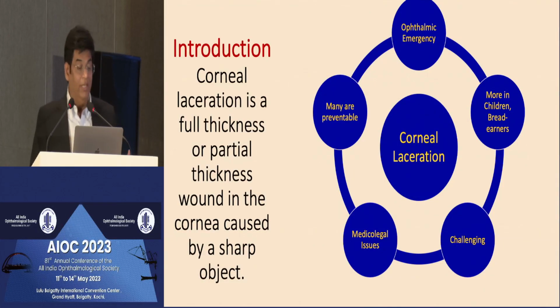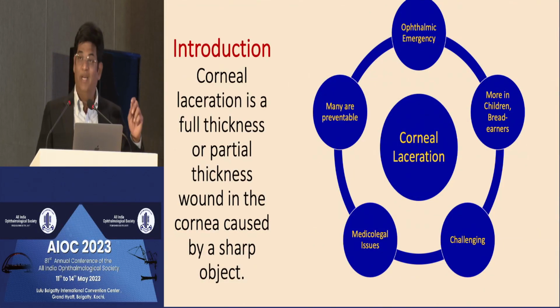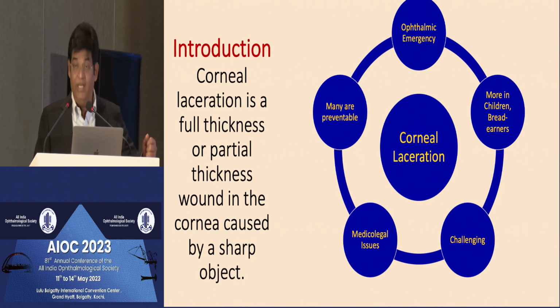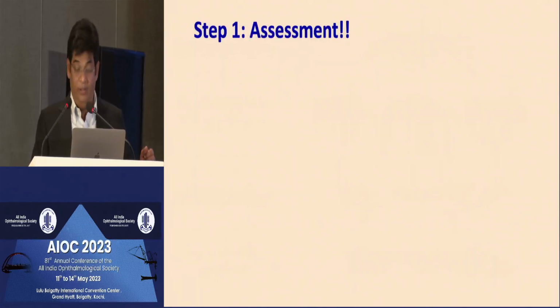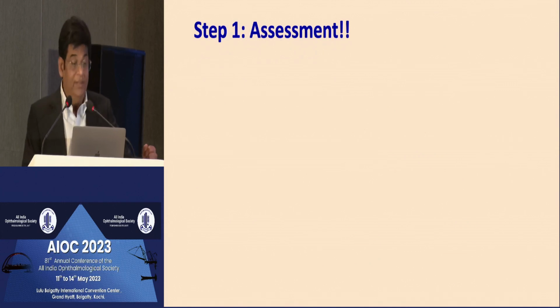Now, we know that corneal laceration is a full or partial thickness wound in the cornea caused by sharp objects. It's an ophthalmic emergency. It is more common in children and breadwinners of the family, so it's important that we try to reduce them. It is many times preventable. There are medico-legal issues involved, and many times they are challenging because they are associated with so many other scenarios in the eye. So step one is the assessment of the patient.